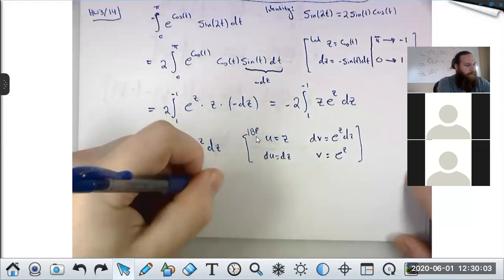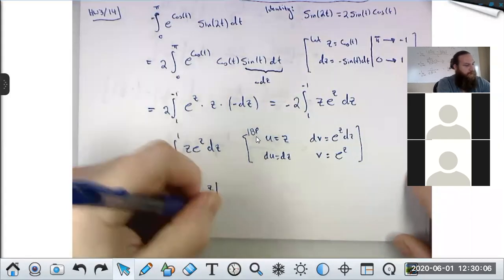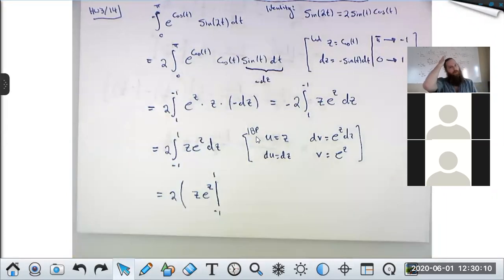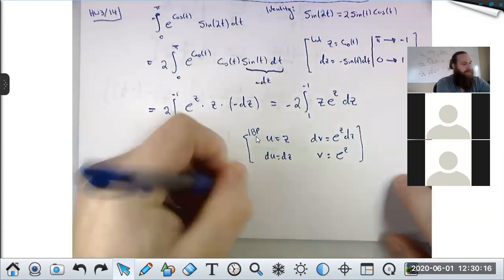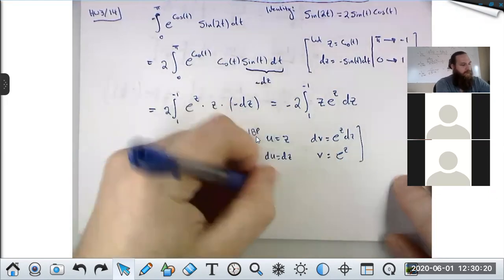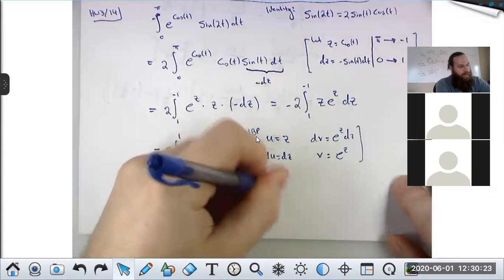I know I've been using the brackets for evaluation, but sometimes we like to just use a vertical line. And in this setting, I think it looks a little bit cleaner to just use the vertical line. So I'm going to do that instead of the brackets to just keep things looking clean. And then we'll have minus the integral from -1 to 1 of v times du, which is just e to the z dz.